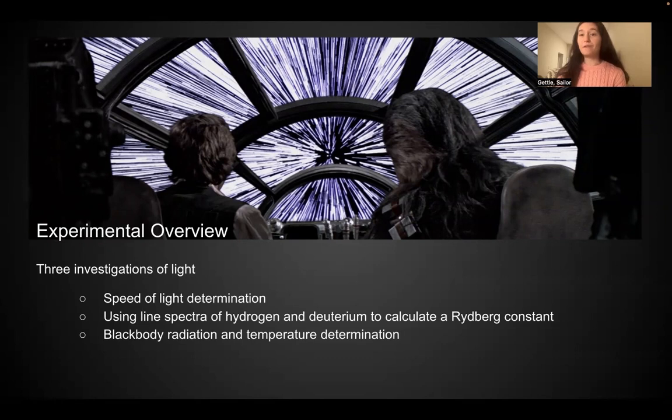And as you'll see above, I included the pop culture reference of Star Wars because they were known to travel by light speed. But what does that mean? In the second phase of the experiment, line spectra of hydrogen and deuterium were used to calculate the corresponding Rydberg constants, which were then used to find the mass of deuterium. And in the final phase of this experiment, we investigated black body radiation and the corresponding temperature of black bodies.